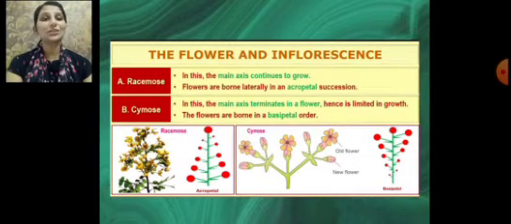Whereas in the case of the cymose inflorescence, the apex converts into a flower. So the main axis terminates into a flower. We can see this is the main axis which has terminated into a flower. Hence, there is no continuous growth of the floral axis. Hence, the growth is limited.